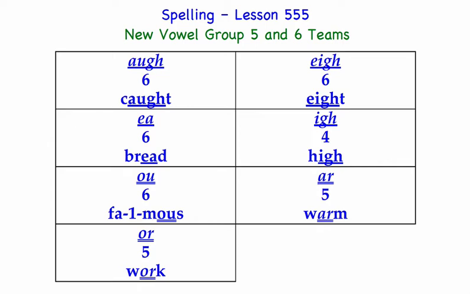OU, when double underlined, is representing the short U sound, as in the word famous. AR, when double underlined, represents the sound or, as in warm. When AR is preceded by the sound w, AR often represents the sound or. OR also has a second sound when it is preceded by the sound w, as in the word work. When OR represents its second sound you double underline it.